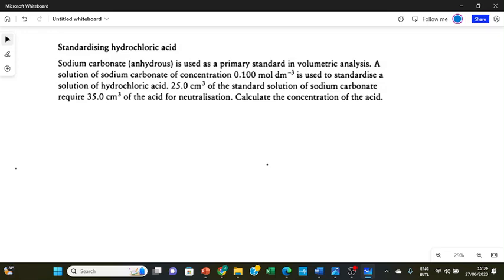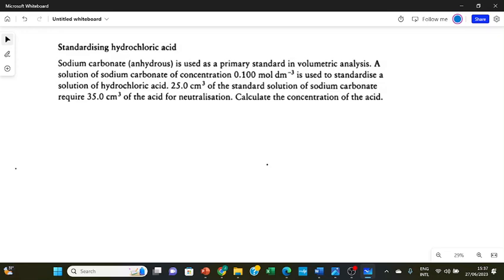Okay, this is an example. Standardizing hydrochloric acid. Sodium carbonate anhydrous is used as a primary standard in volumetric analysis. A solution of sodium carbonate of concentration 0.1 mole per dm cube is used to standardize a solution of hydrochloric acid. 25 cm cube of the standard solution of sodium carbonate required 35.0 cm cube of the acid for neutralization. Calculate the concentration of the acid.